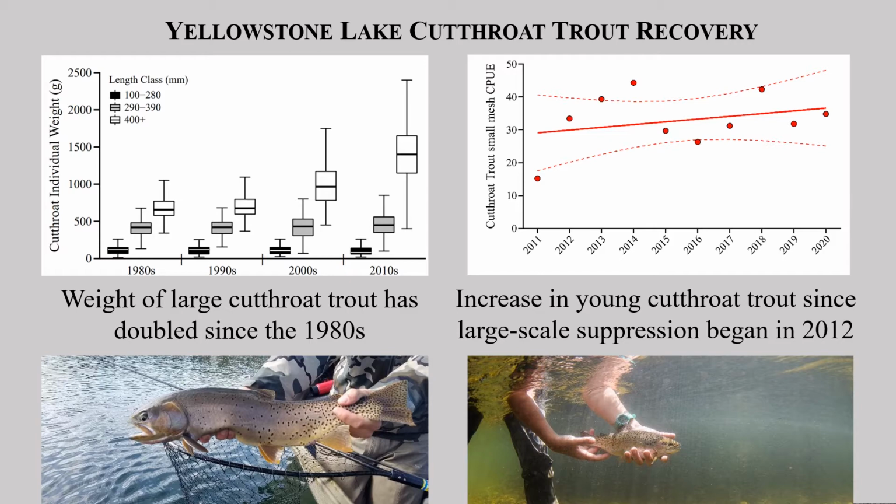Our large cutthroat trout, shown here on the upper left, the white boxes, which are increasing from the 1980s through this past decade, is the individual weights of the large cutthroat trout. Now, when you catch an 18 to 20 inch cutthroat trout in Yellowstone Lake, it weighs on average twice as much as an 18 to 20 inch cutthroat trout did prior to the lake trout invasion. So although the abundance of cutthroat trout overall isn't where we want it to be to meet our recovery goals, the quality of the angling is actually quite high, because of the quality and the size of the fish that you catch.